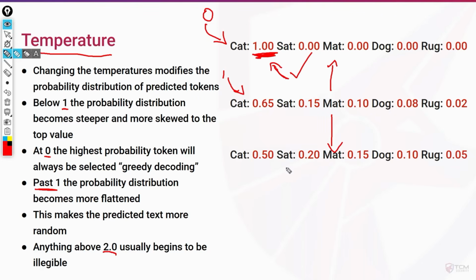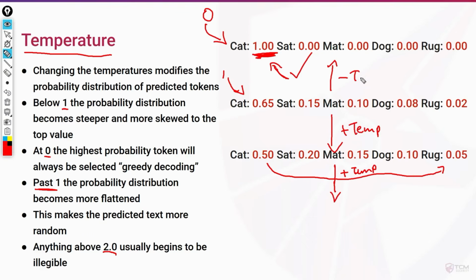So now you can see that some of the probability or weighting that was in cat has shifted across the other ones. So we're starting to smoothen out what is going to be predicted. And then if we keep going, let's increase it again. So this is plus temp, right? Plus temp, minus temp here, just to make it really clear.